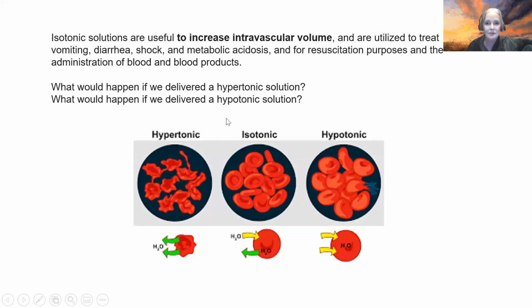So I just really answered this for you completely. Someone else can answer it in their own words. What would happen if we delivered, so poor old Mr. Smith comes in and we deliver a hypertonic solution. What have we done to Mr. Smith?